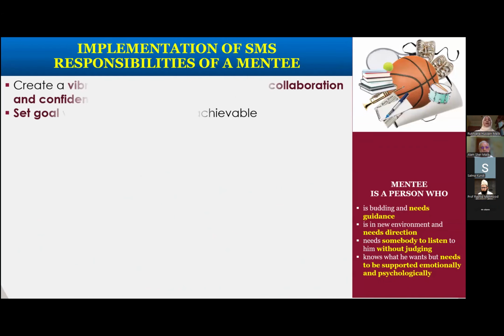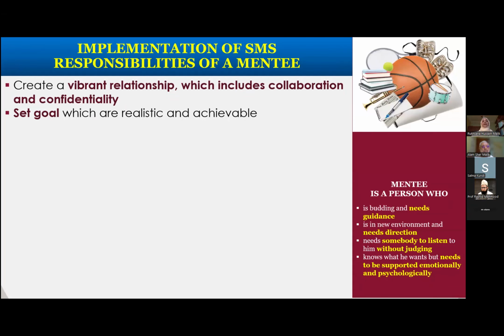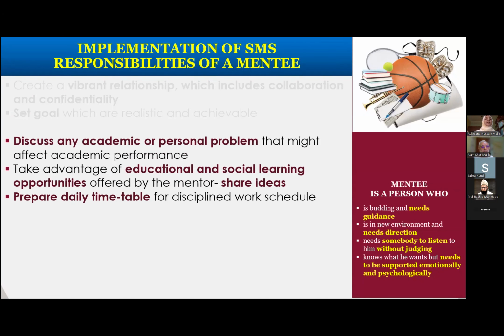The responsibilities of the mentees, on the other hand, are to create a vibrant relationship which includes collaboration and confidentiality. The mentees should meet their mentors with an open heart, open mind, and be open to the mentors and discuss their problems before they grow out of control. Set goals which are realistic and achievable. Discuss any academic or personal problem that might affect academic performance. Take advantage of educational and social learning opportunities which are offered by the mentors. Share ideas.